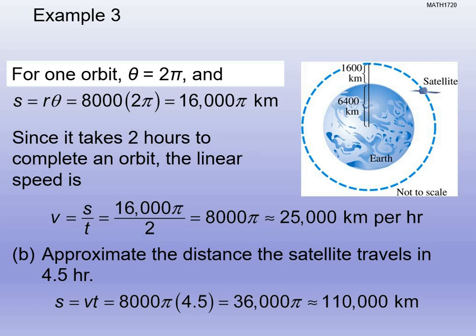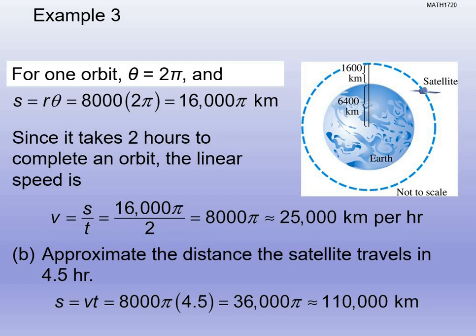Not a new equation, right? We just used it in terms of V equals S over T before. So this is S equals VT. It's distance equals rate times time. Something you've known since like 5th or 6th grade. So velocity is 8,000 pi, right? We know that that's how fast it's going. And then we multiply it by 4.5. So we get 36,000 pi, or 110,000 kilometers.